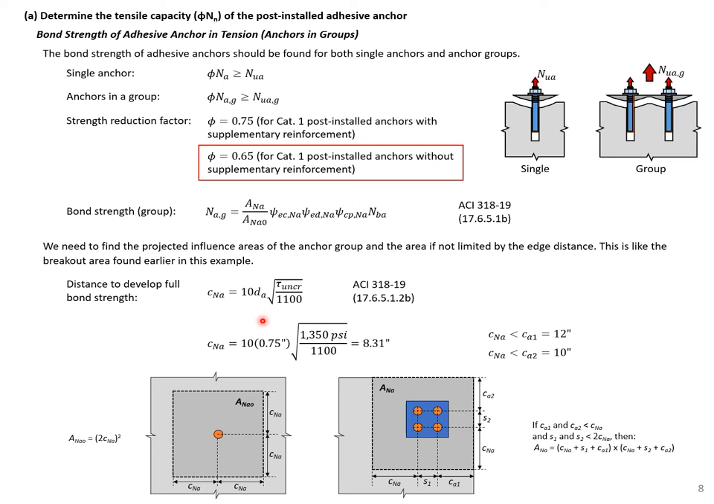So plugging in our known values here, we were given the shear strength of the adhesive in the anchor to be 1,350 psi, and our anchor diameter to be 0.75 inches. So plugging in those values, we can get a C sub NA equal to 8.31 inches. This C sub NA is less than our edge distance in both directions, 12 inches and 10 inches. So we'll be able to calculate the area based on just this C sub NA, which we'll do on the next slide.